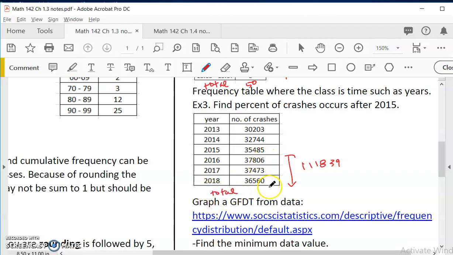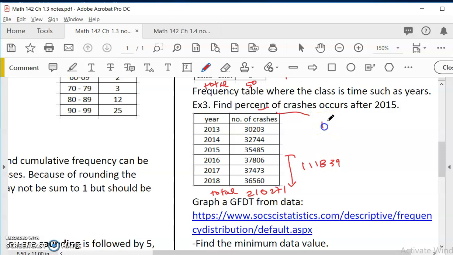So I have added these three together, so I'm just going to add on the rest of them. Add 35485. Is it an 8? Yeah. Plus 32744 plus 30203. So now the total is 210271. Okay, so what would the percentage be?